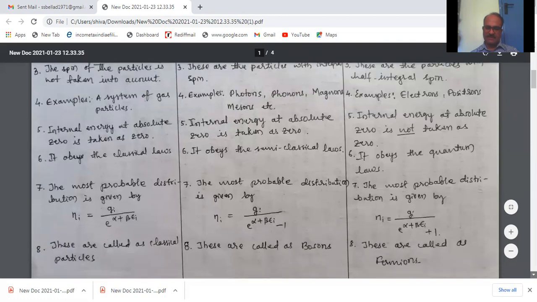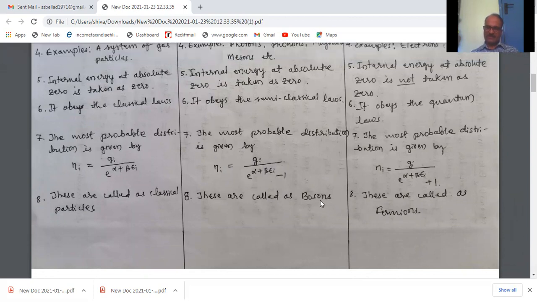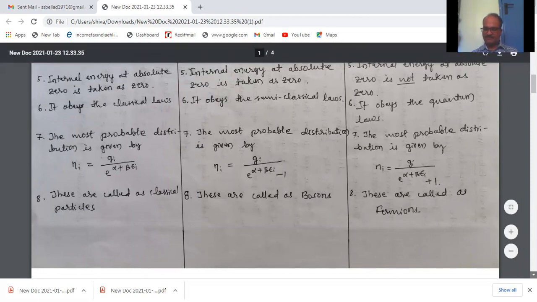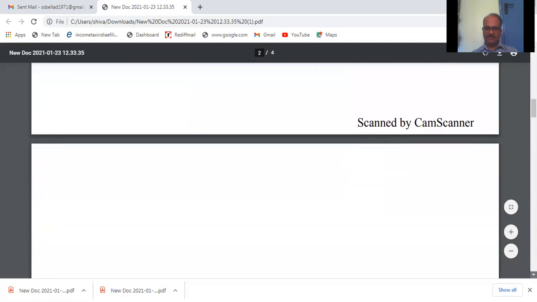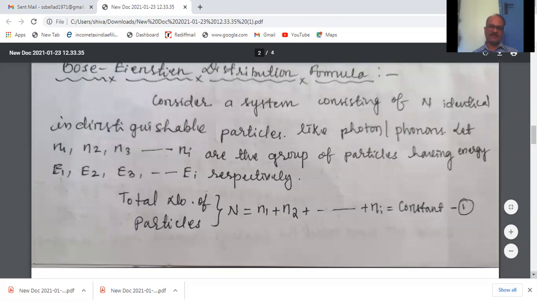The most probable distribution of this Bose-Einstein is given by Ni is equal to Gi divided by e raised to alpha plus beta Ei minus 1. And this we are going to derive. These Bose-Einstein particles are generally called bosons. And now we'll start the derivation.